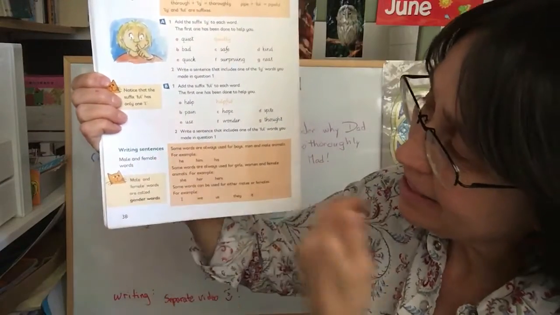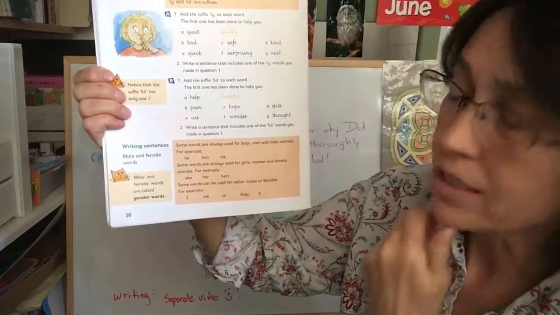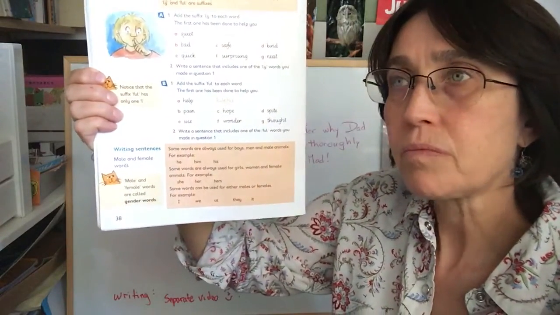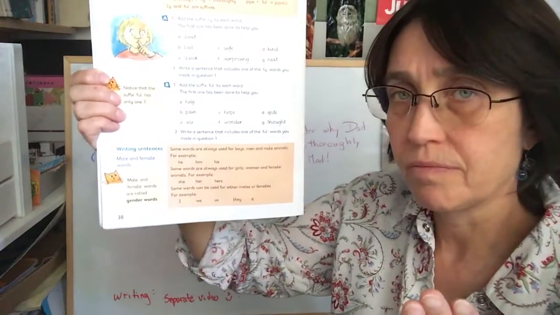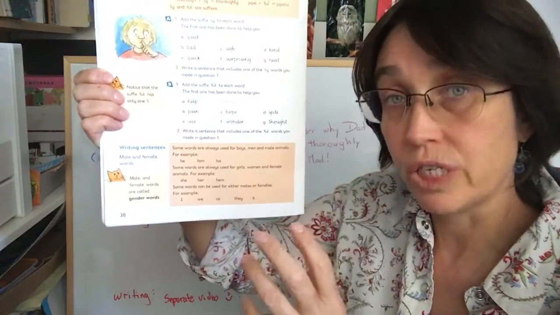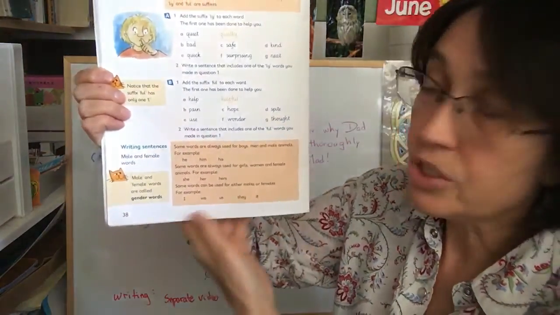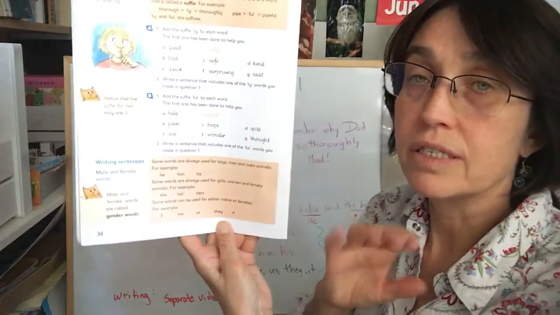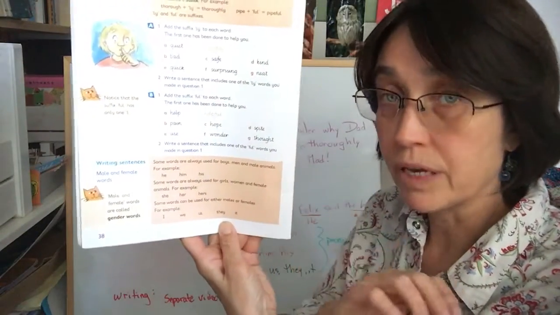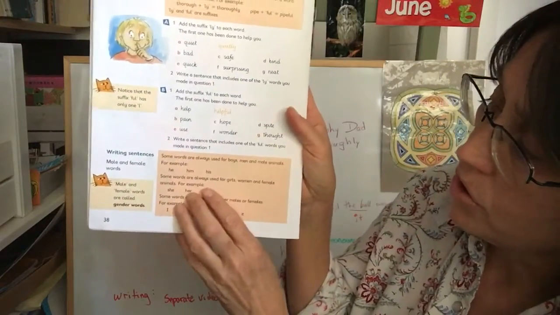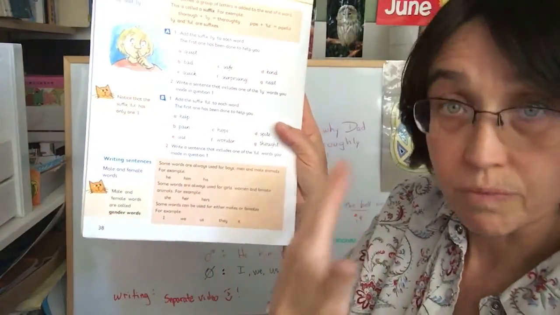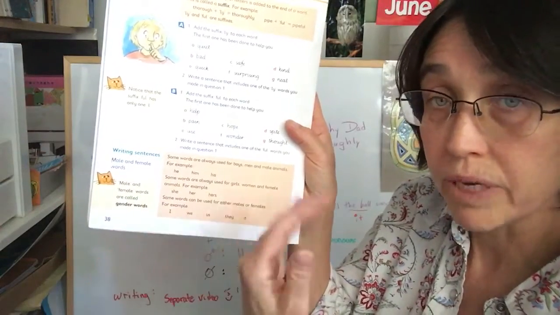Writing sentences in this section is working with a concept of male and female words and the gender neutral words. We call these gender words the words that signify female or male. So in this list you have words that mean a boy or a man or something that's male, like a male animal, a male dog.